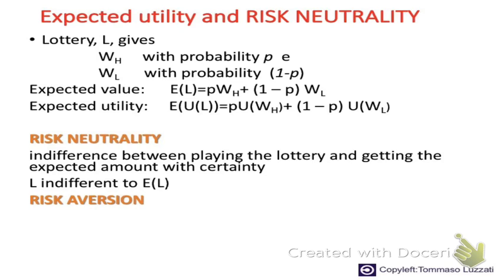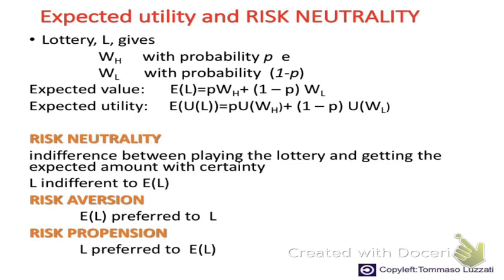Of course, you are risk averse if you prefer not to play that lottery. In order to play the lottery, the average gain of playing the lottery must be higher than the sum that you get with certainty. And so you have risk aversion, and then you can have risk propension. You can be a risk lover.